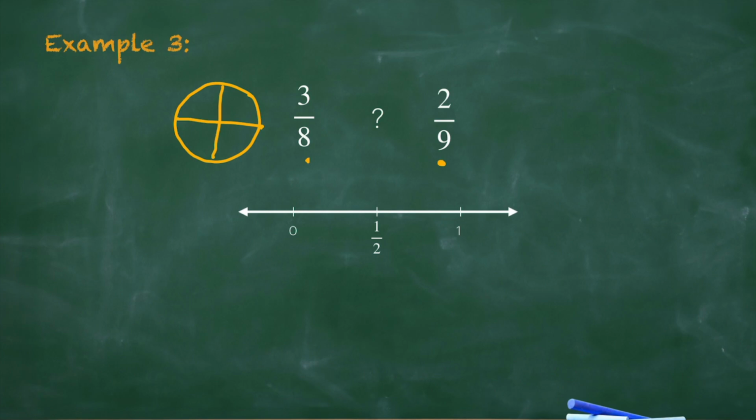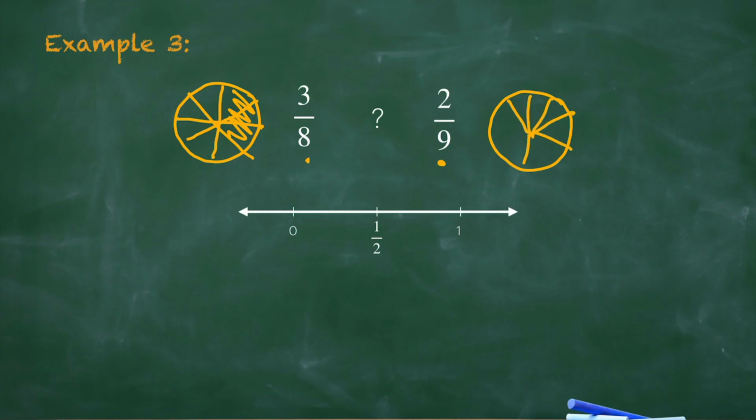I cut the first pie into 8 slices. Those pieces will be larger than if I cut the pie into 9 slices. If I have 3 out of 8 larger slices, it would be more than if I had 2 of the smaller slices. Therefore, 3/8 is going to be greater than 2/9.